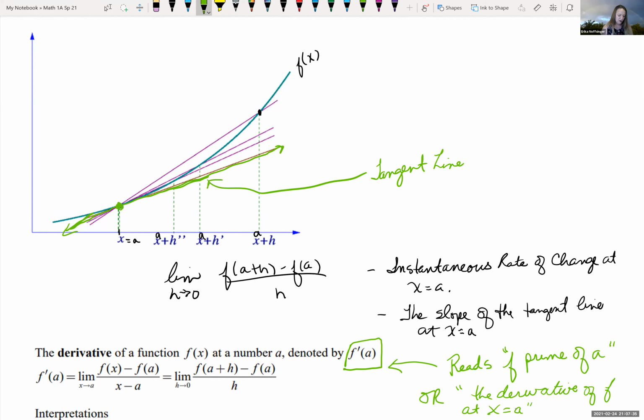So we've been working with the definition, the limit as h goes to 0 of f of a plus h minus f of a over h. But there's another definition that will give us the same thing. We can look at it as a limit as x approaches a of f of x minus f of a all over x minus a.